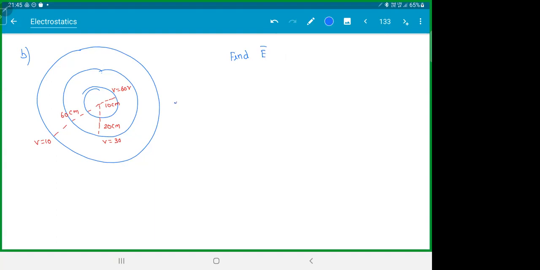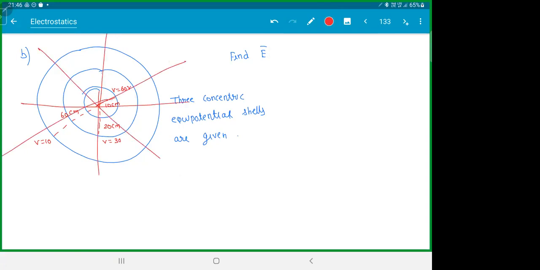These are equipotential surfaces. 3 concentric equipotential shells are given. I mean in the region, 3 concentric shells are there. First of all, can you tell me the direction of field? It should be perpendicular to equipotential, no? Means it should be like this. Is it inside or outside? Is it this way or this way?